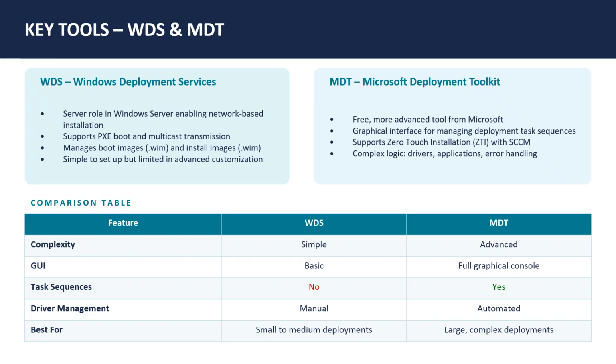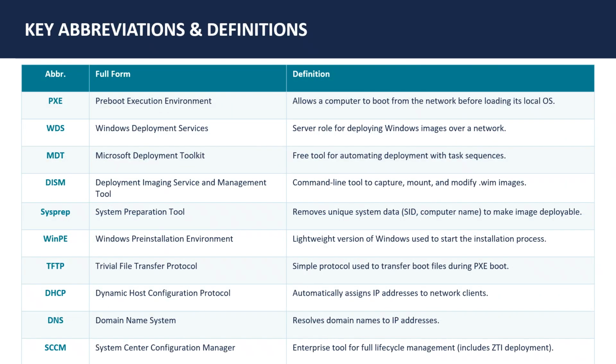Now let us review the key abbreviations and definitions that you absolutely must know. PXE stands for Pre-Boot Execution Environment. It allows a computer to boot from the network before loading its local operating system. WDS is Windows Deployment Services, the server role for deploying images over the network. MDT is the Microsoft Deployment Toolkit, a free tool for automating deployment. DISM is the Deployment Imaging Service and Management Tool, used to capture, mount, and modify .wim images. SysPrep is the system preparation tool that removes unique system data to make an image deployable.